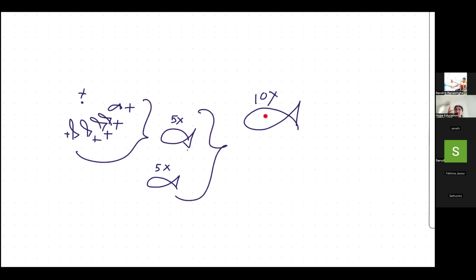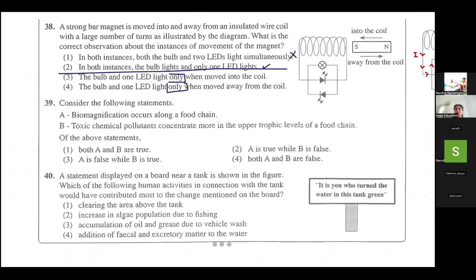So the concentration of pollutant in the body of organisms always increases as the food chain goes. That increase is what we call magnifying. That is what we call biomagnification. So biomagnification occurs along a food chain, that is true. Toxic chemical pollutants concentrate more in the upper trophic levels of a food chain. That is what I just said, so that is also true. So A and B both are true.